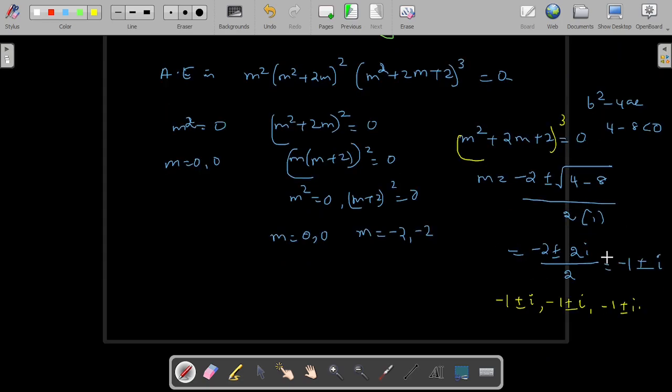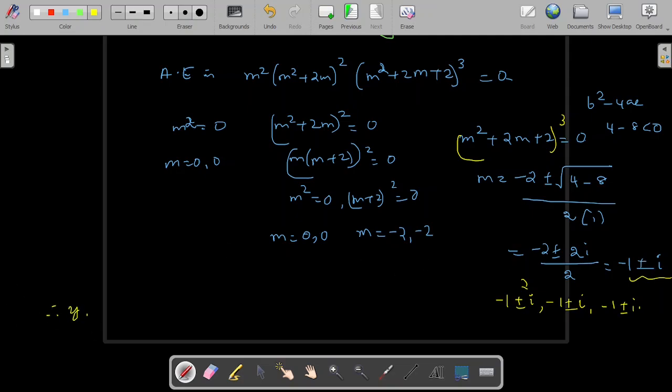So these are complex roots, which always occur in conjugate pairs. So though it is 3 times repeated, you have to write it plus or minus. So totally there are 6 roots. So this root, whole cube you have, so it is repeated 3 times.